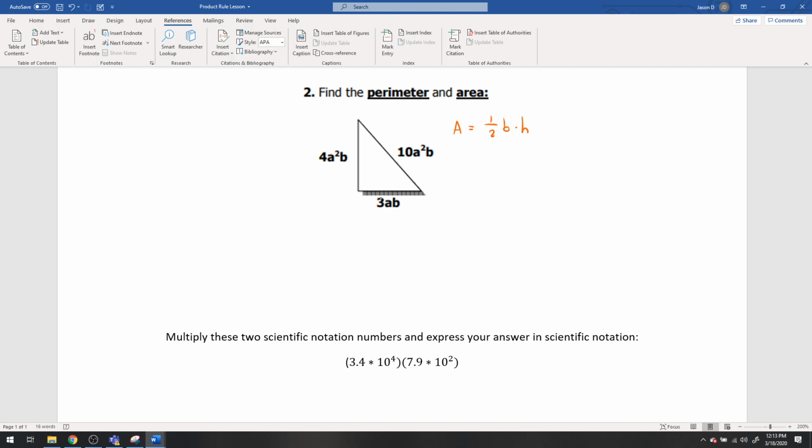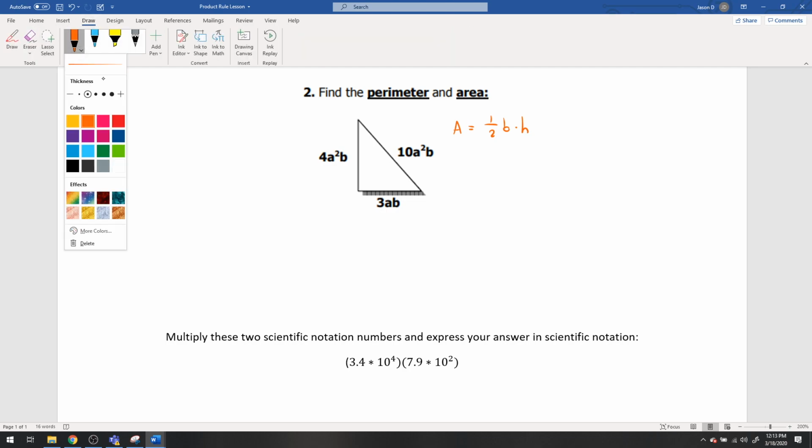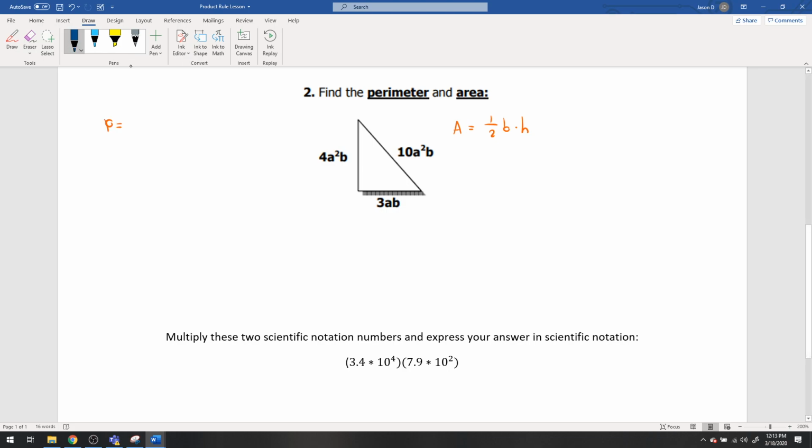Now that you've had a moment here to try that out, the perimeter actually has almost nothing to do with product rule. It actually has literally nothing to do with product rule. The perimeter is actually just all the things added together. 4a to the second power b plus 3ab plus 10a squared b. There's no multiplying going on. This is all adding. So you can't use this so-called product rule.